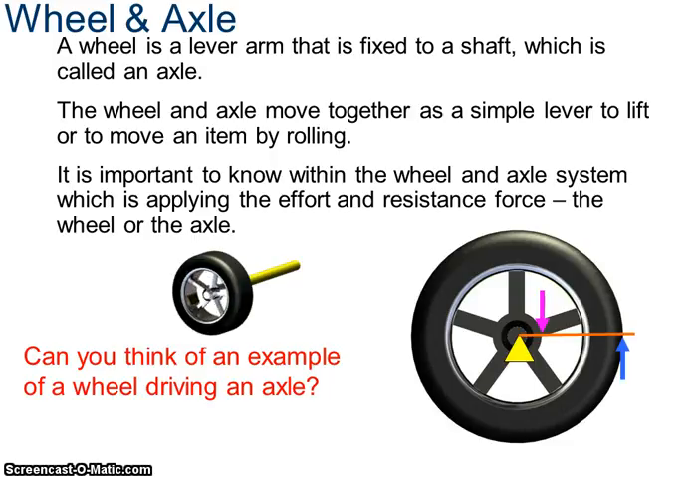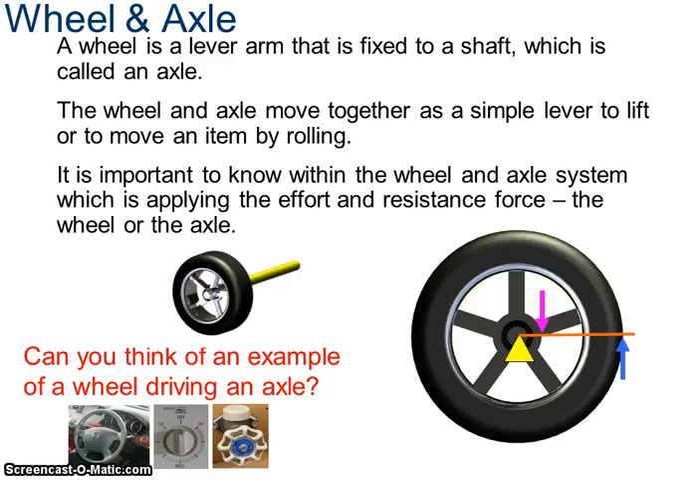So in your car, when you apply gas to the gas pedal, it's spinning the axle, which is in turn spinning the wheel. So we normally think of a wheel and axle system where the effort is the axle and the resistance is the wheel. But now it's asking us, can you think of an example of a wheel driving an axle?